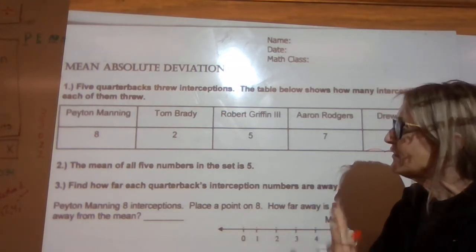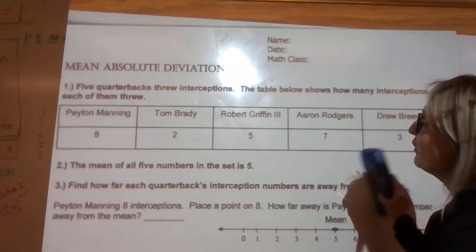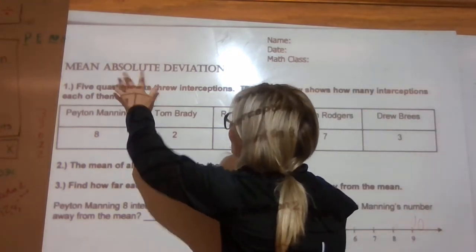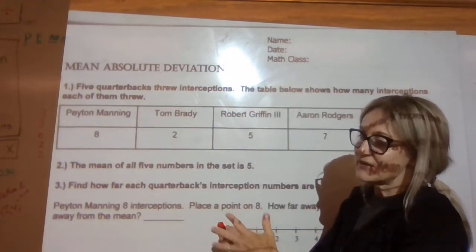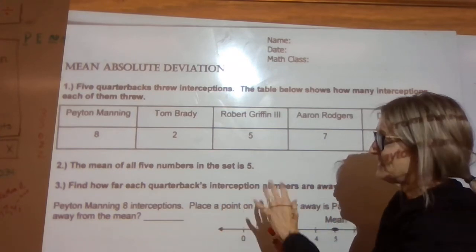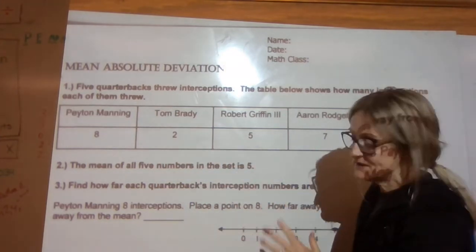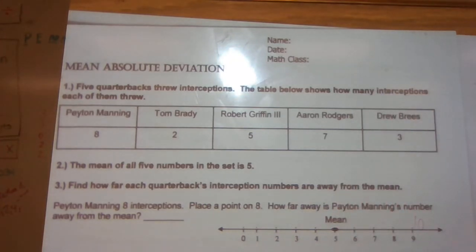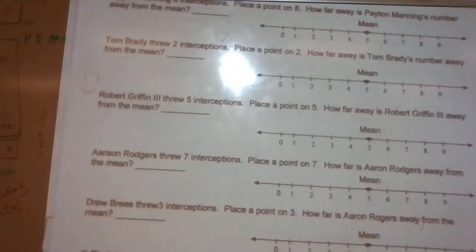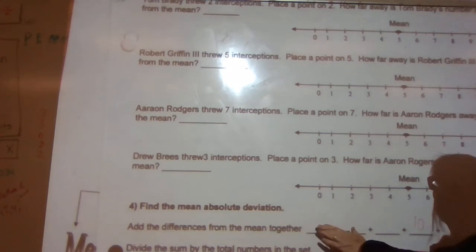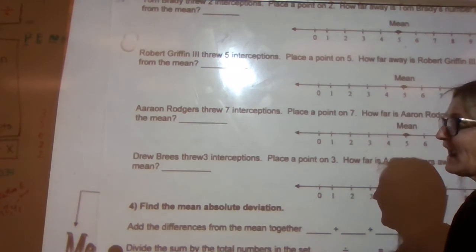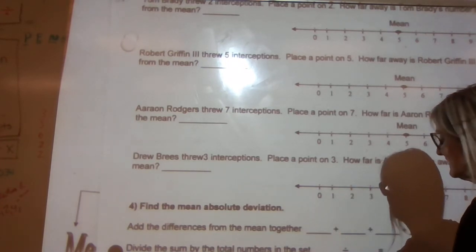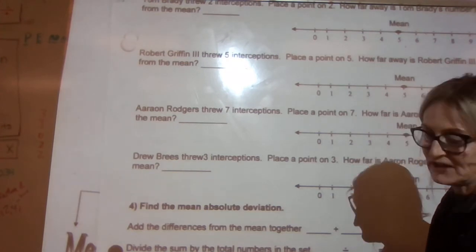So after we found the mean, we found out how far. The absolute means absolute value, and deviation is how far off. So we found how far off each of our pieces of data was from the mean. And then we found the mean of that data. So we added all our numbers together and divided by how many there were, and we found the mean of our distances. So the mean absolute deviation was 2.